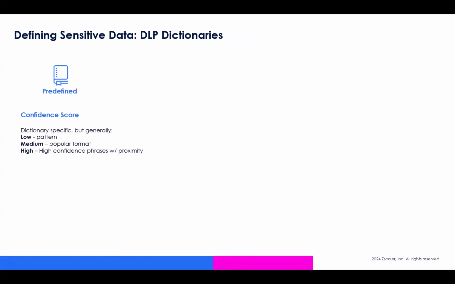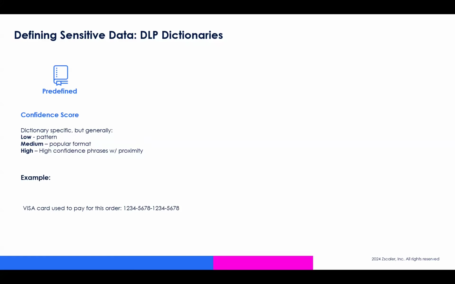Zscaler's data protection policy comes with a number of predefined dictionaries. Dictionaries have a confidence score assigned. These are specific to each dictionary. In general terms, a low confidence score indicates that the dictionary is looking for a pattern of data. A medium confidence score indicates that the dictionary is looking for a popular format, for example, credit cards, social security numbers, passport numbers, etc. Whereas a high confidence score indicates the presence of high confidence phrases with proximity.